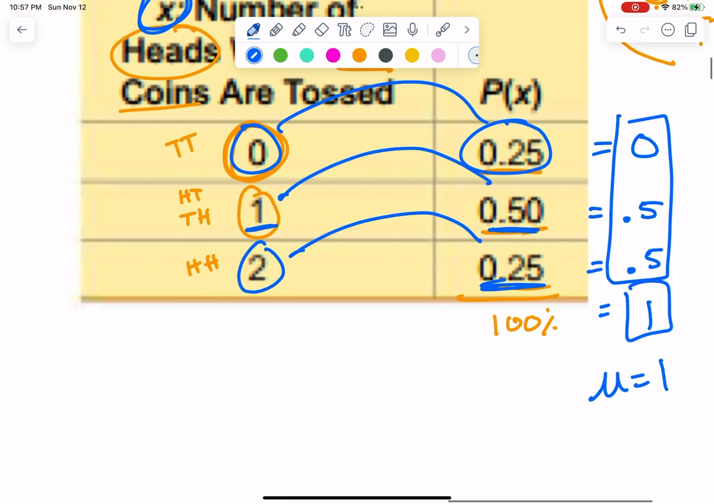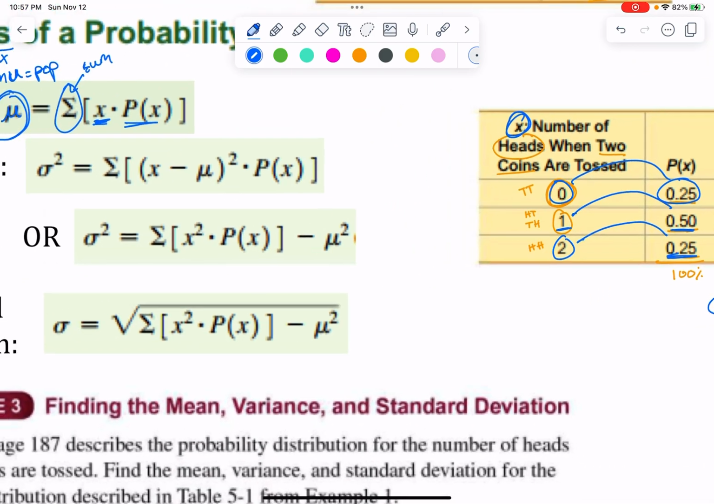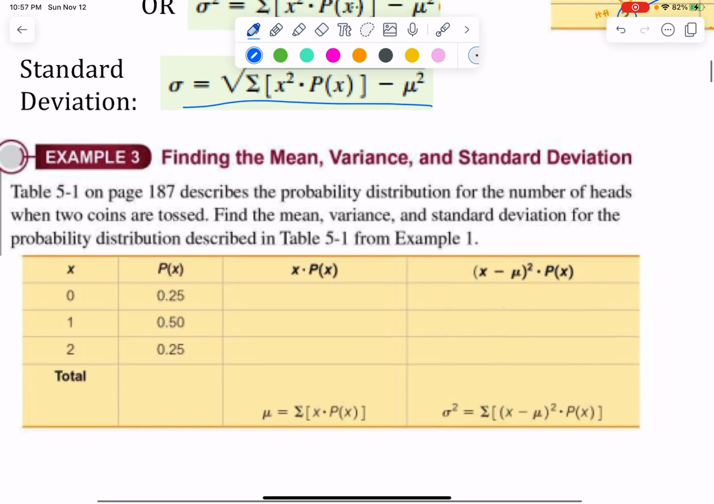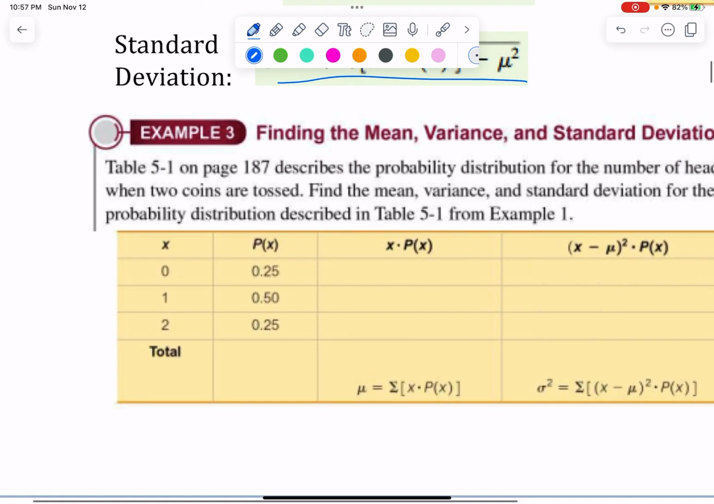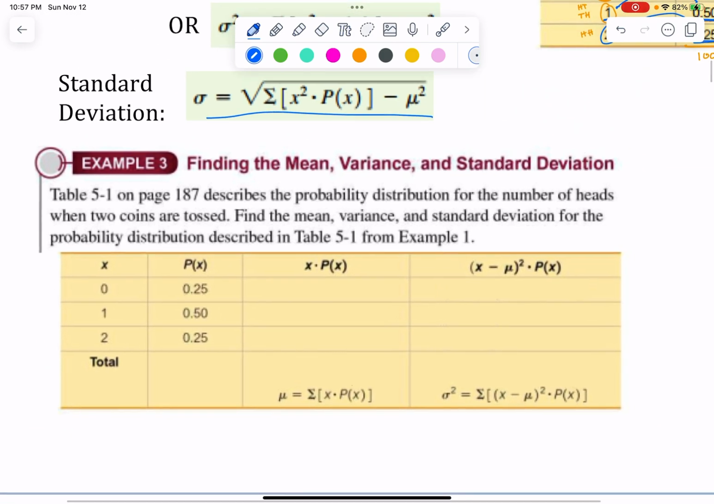And that should make sense. They're saying when I toss 2 coins, what's the average number of heads I should get? I should get 1 head, right? Like 1 head out of the 2 coins, the other being tails. That makes sense, that would be my average. So mu in that case is 1, okay? And then they want me to do the variance and the standard deviation, which they're going to have us do down here at the bottom.